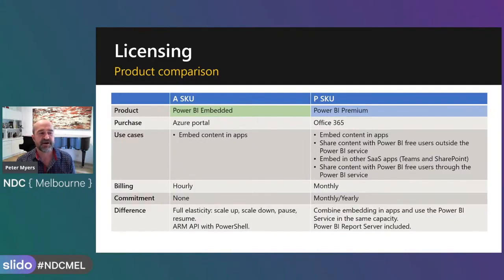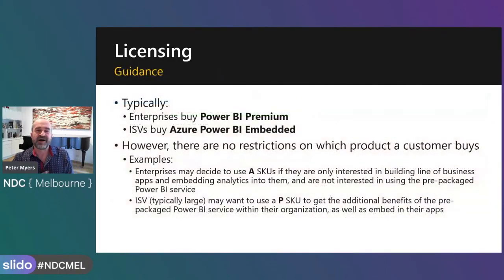Now, P SKU is Power BI Premium, and it's purchased through Office 365. It provides you the ability to generate embed tokens, but there is a monthly billing and a monthly commit and a yearly commit for working with Power BI Premium. In addition to embedding content, however, you get Power BI Report Server, and you get the ability to do some other cool things. Now, the guidance that I would provide you at a very high level as a developer, if you were interested in embedding your Power BI content for your customers, is that generally speaking, enterprises buy Power BI Premium because they want to benefit from the ability to share content with non-licensed users and other features in Premium.